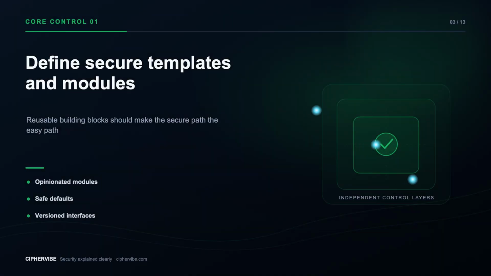The first building block is define secure templates and modules. Create reusable modules and templates that apply encryption, logging, private networking, tagging, least privilege, and policy boundaries by default. Version them, document permitted inputs, and make unsafe exceptions explicit so teams do not rebuild critical controls from scratch.